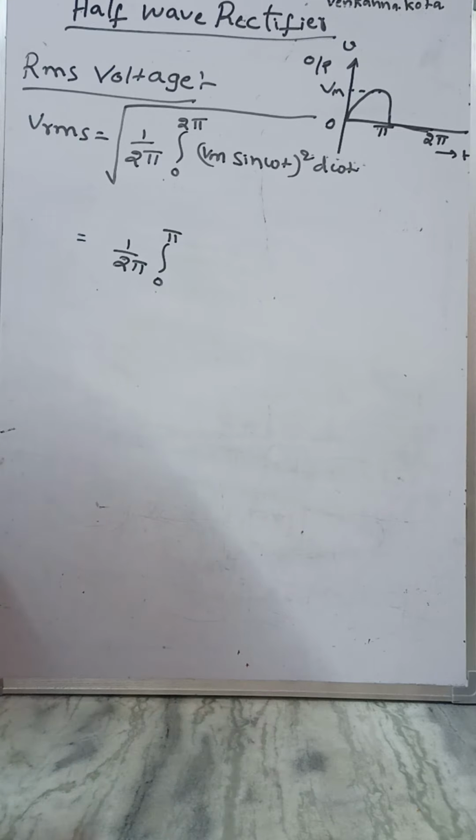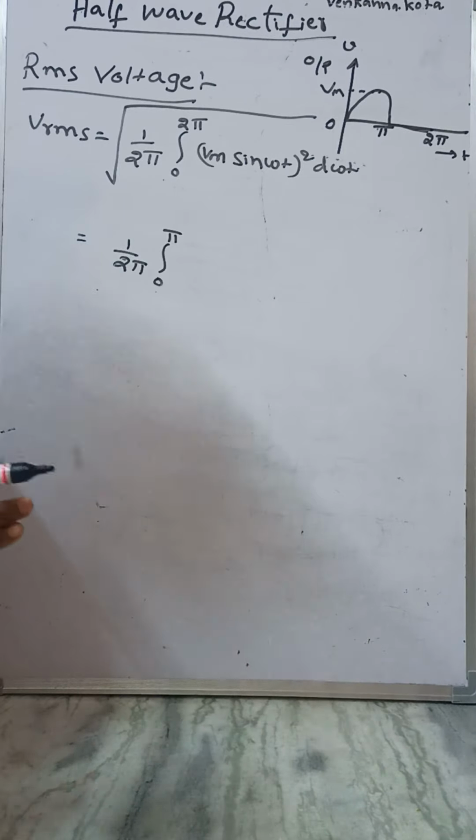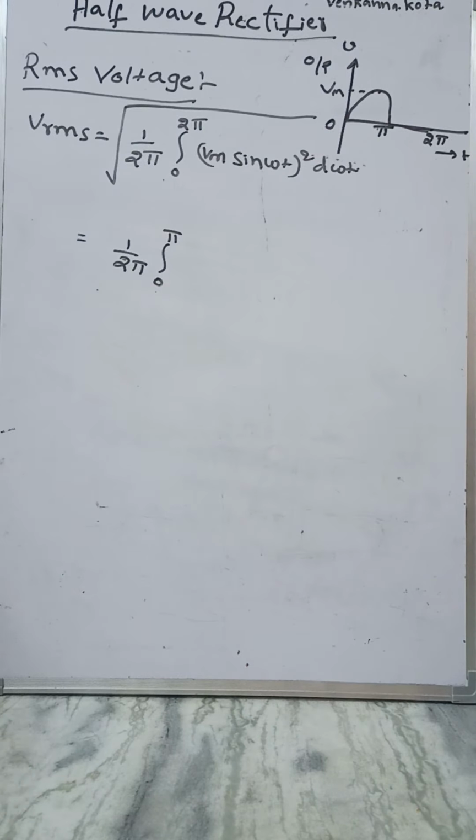In the previous question I already discussed that from 0 to pi the output is present, and during pi to 2 pi the output is 0. No need to take the integration from pi to 2 pi, only in the half-wave rectifier.